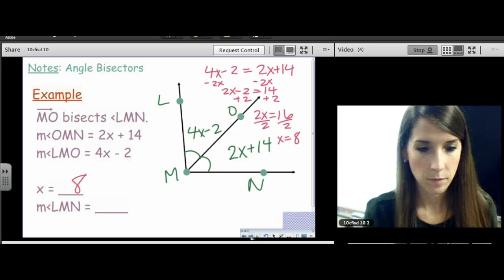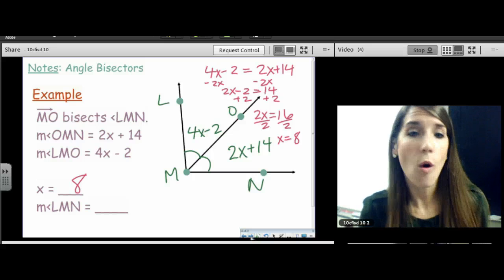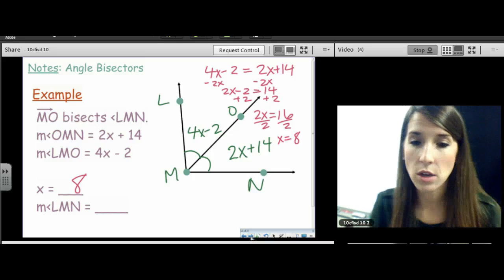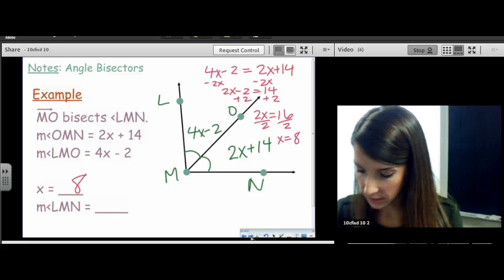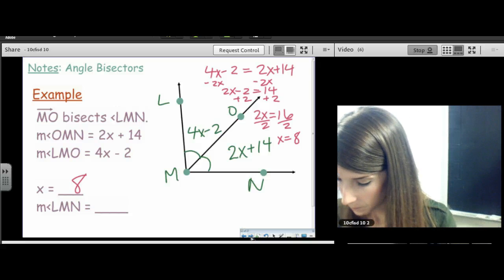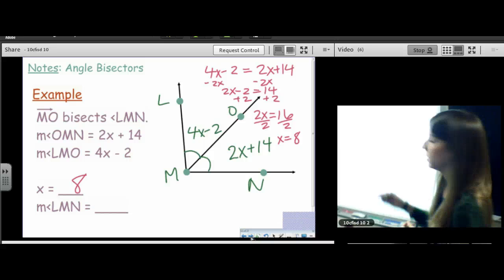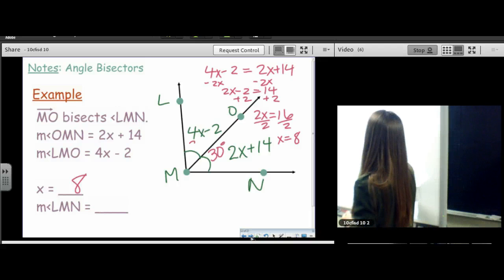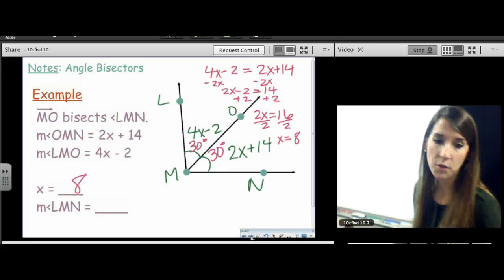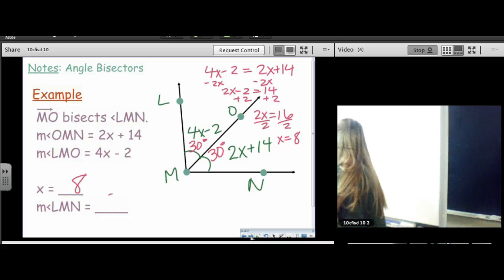Now here's the deal. Angle LMN is the whole angle. So you can just plug 8 in wherever you want. 2 times 8 plus 14. But be careful, because that's only half the angle. If you plug it in, you would get 30. But you know that these are congruent, so that one's also 30. There you go. Angle LMN is 60.